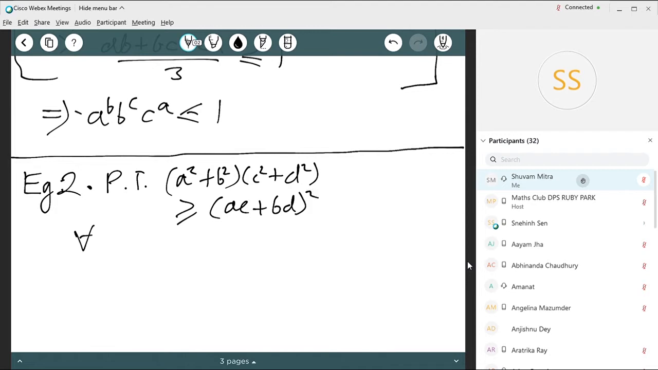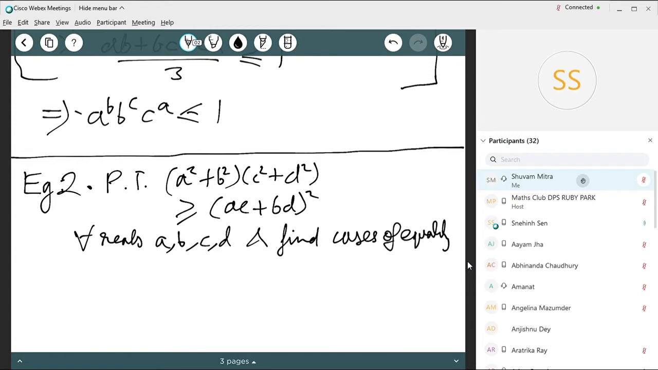Over here, negative, positive, nothing is given. For all reals A, B, C, D, and find cases of equality. By the way, I didn't mention it yesterday, or the day before yesterday most probably: this symbol means for all. Or I'll just remove the symbol for now, it's not that important. For reals A, B, C, D.